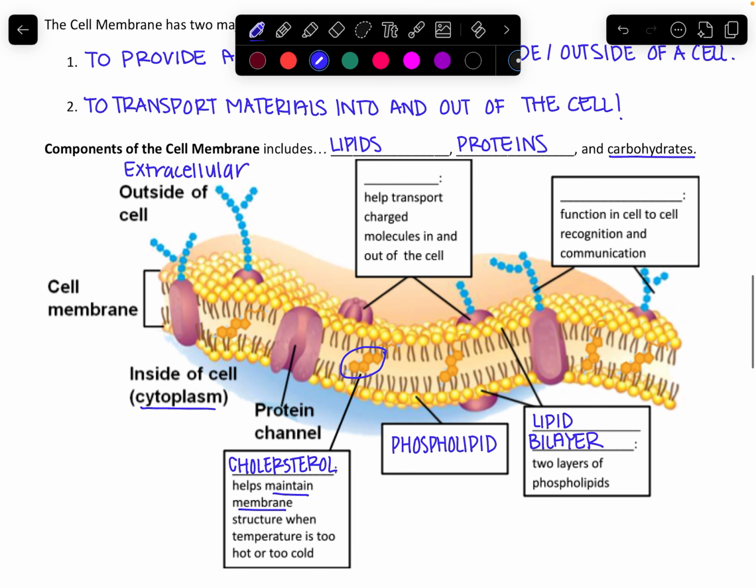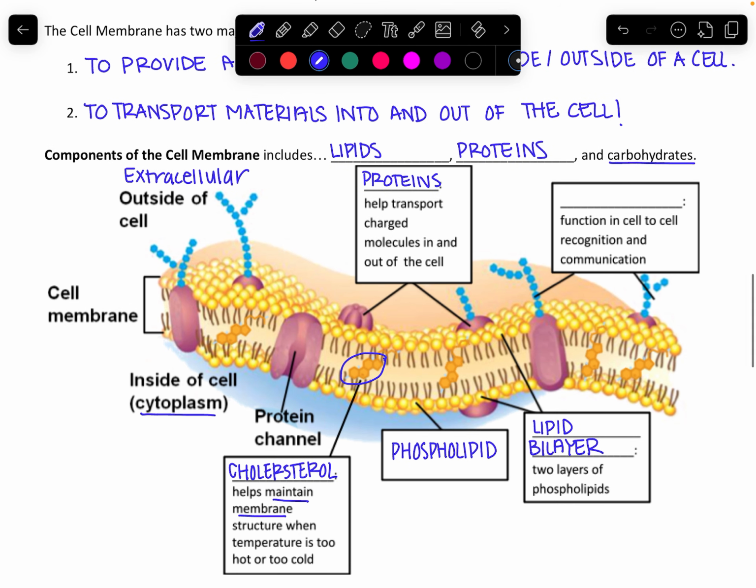Okay. We also have our proteins. So there are a lot of different types of proteins that are embedded in the membrane. You have protein channels, you have surface proteins, but these proteins are really there to help transport charged, and I'm going to add in here polar molecules as well, in and out of the cell. Okay. And then finally, this you haven't really seen too much yet. Each of our cells is actually able to communicate with the other cells. And the way it does that is through a carbohydrate kind of chain. It just helps those cells identify themselves. Okay.